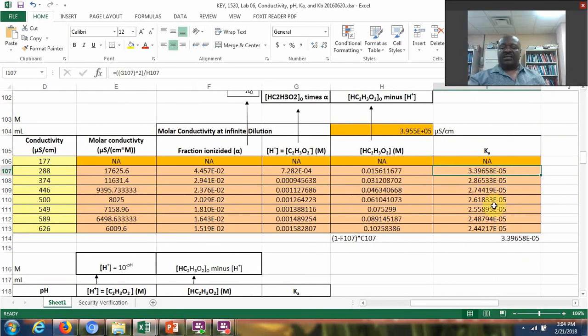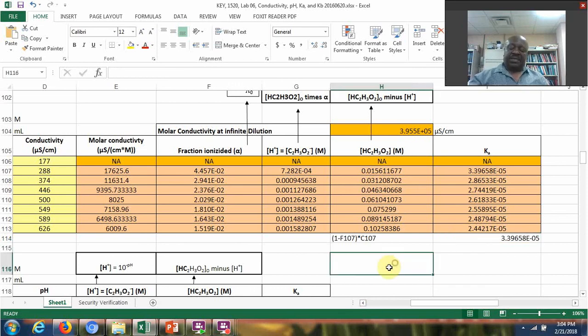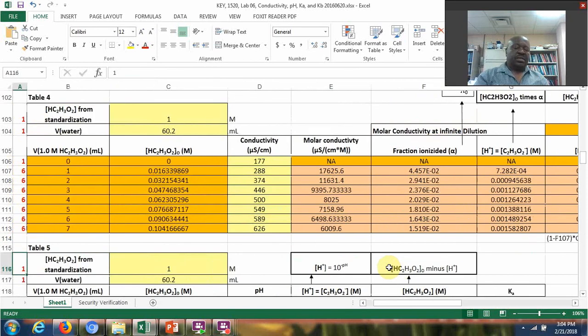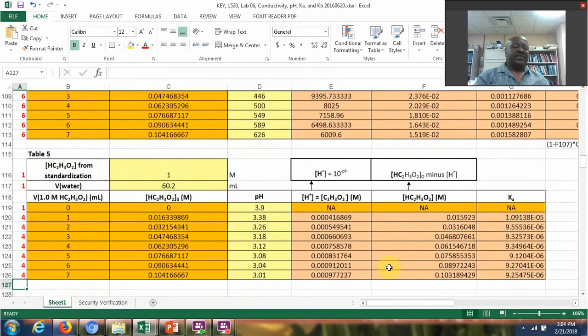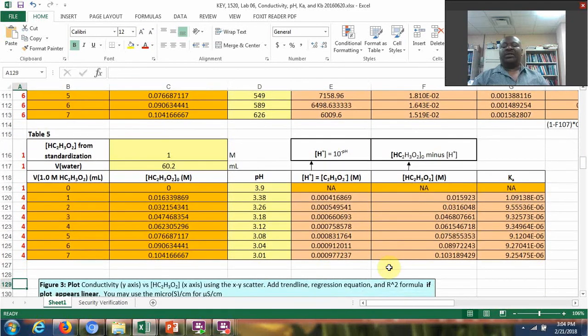And then here, look at these values here, and one can find the mean or standard deviation of these and say they're about constant. So this hypothesis comes out okay. Ka is a constant. So that's based on conductivity.